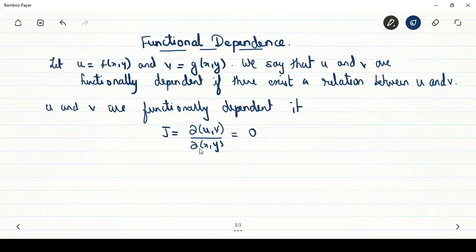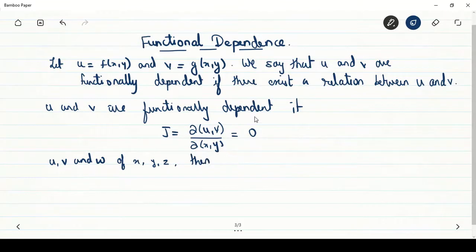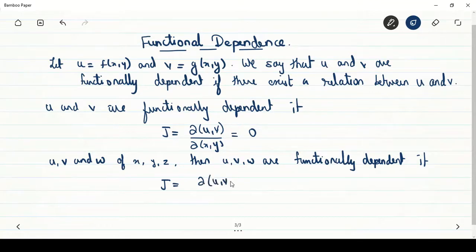Similarly, if we have three functions u, v and w of three variables x, y and z, then u, v, w are functionally dependent if the value of the Jacobian ∂(u,v,w)/∂(x,y,z) is equal to 0.